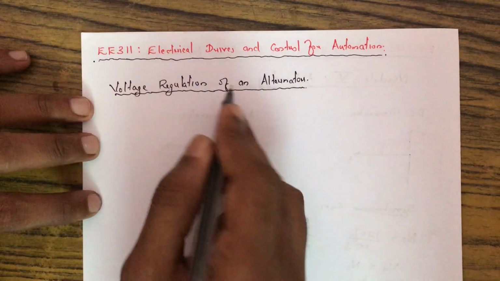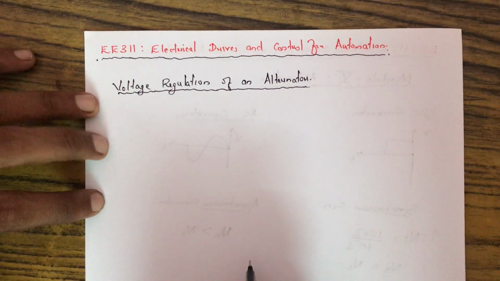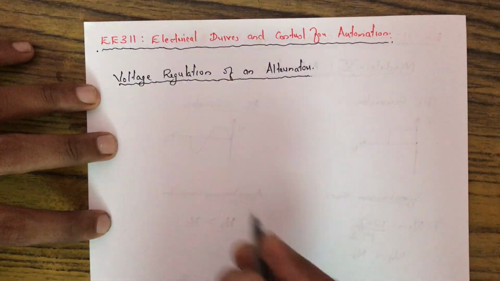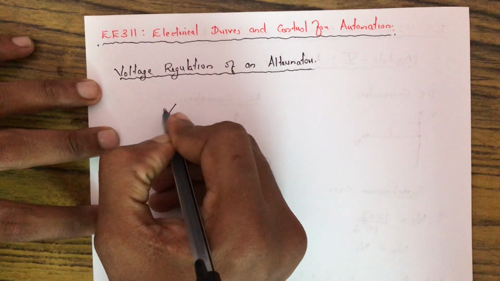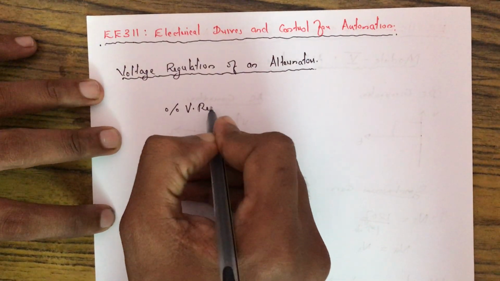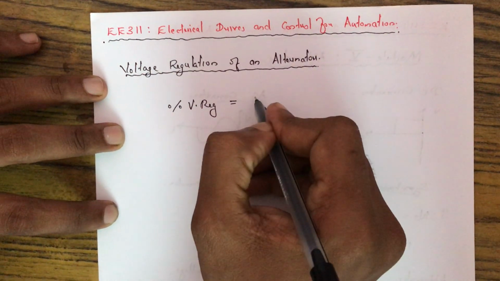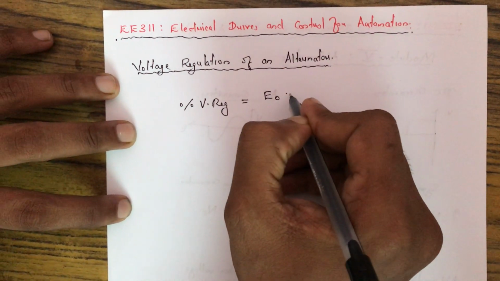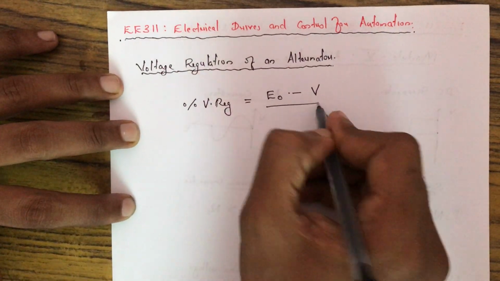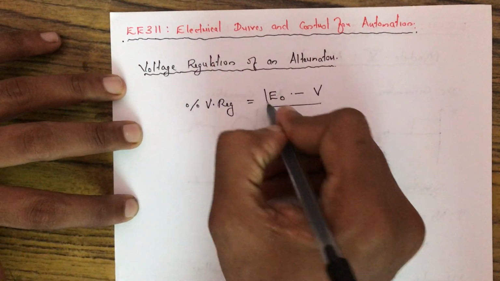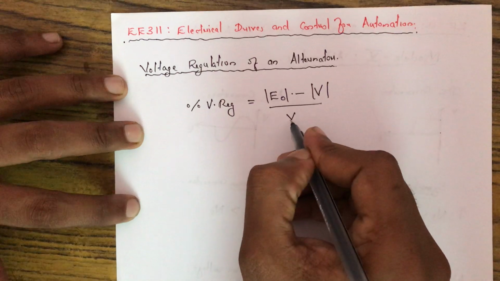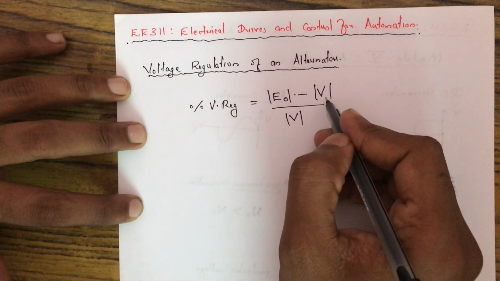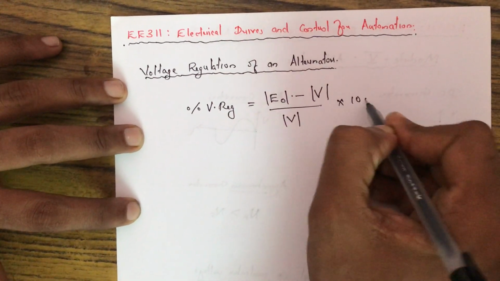So the voltage regulation of an alternator means it is the change in terminal voltage when the full load is thrown off. That is, we can write percentage voltage regulation is equal to the change in terminal voltage, that is E naught minus V by V, the change in terminal voltage when the full load is thrown off, into 100%.